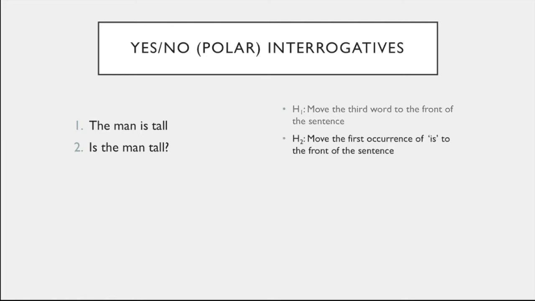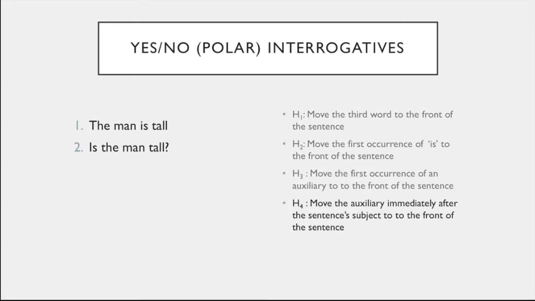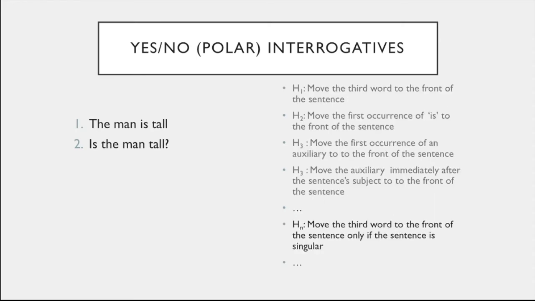But it could also be accounted for by hypothesis 2. Move the first occurrence of is to the front of the sentence. Or by 3. Move the first occurrence of an auxiliary to the front of the sentence. Or by 4. Move the auxiliary immediately after the sentence's subject to the front of the sentence. In fact, the number of fitting rules is open-ended, given all the parameters that could be involved. For instance, you could have something like move the third word to the front of the sentence only if the sentence is singular. So what is the child to do?